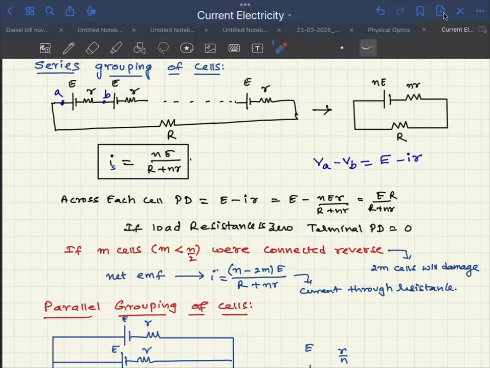Whether you connect the cell flipped or in order, it is the same path. Internal resistance remains the same, whether you reverse or connect properly. It's the same path. So no change in the internal resistance, no change in the load resistance. Only change is in the EMF part. Now the current will reduce. So be careful in connecting the series combination of cells.